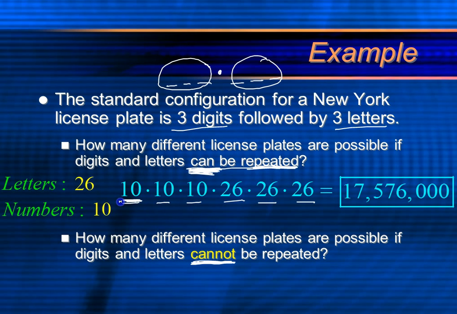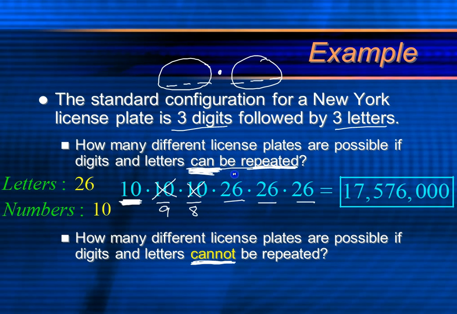So the first digit still has 10 options. But when I look at this second one, since we cannot repeat, how many options do we have for this second one? There's just 9. Then how many options for that third one? It would just be 8.